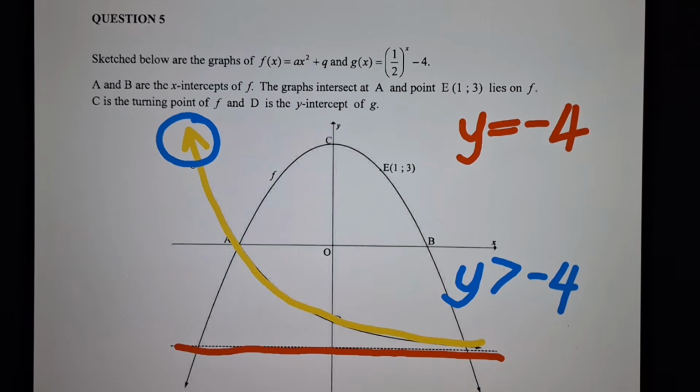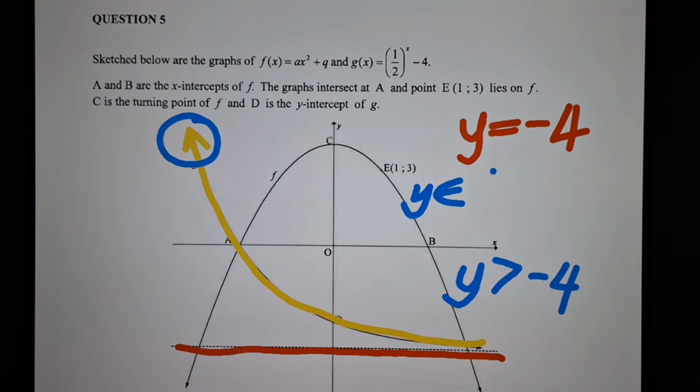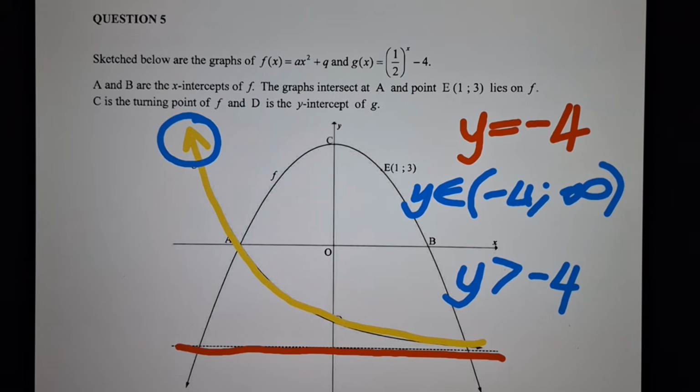Then we go to the next question. Note that I've written it in set builder notation. You can also write it in interval notation. If you want to write it in interval notation, you just write y is an element of, then negative 4 up until positive infinity. We write it like this. This is interval notation. Then let's go to the next question. Let me just rub off this one.